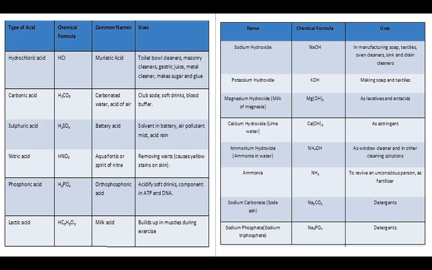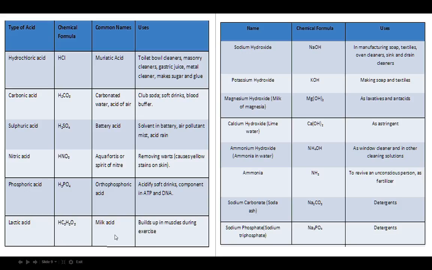This table here just shows a bunch of different acids and bases, so we can look here. We have hydrochloric acid, the chemical formula is HCl, so this is used in toilet bowl cleaners, gastric juices, metal cleaners, make sugar and glue. Carbonic acid, so used in club soda, soft drinks. Sulfuric acid, battery acid.